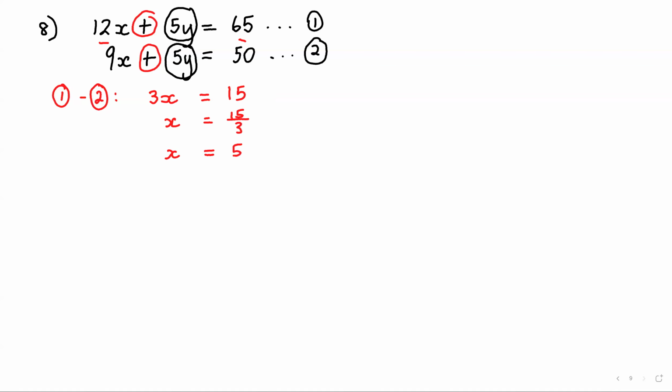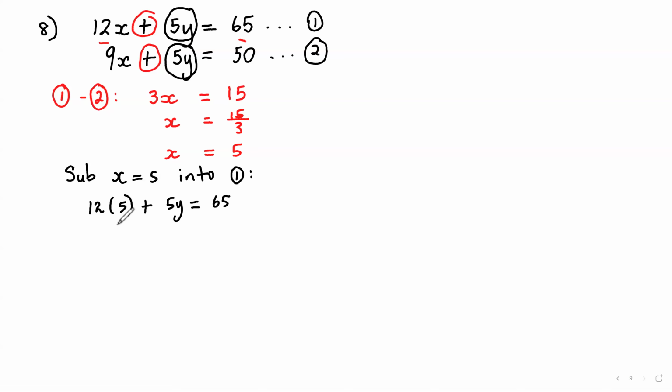And since I got x is equal to 5, I now substitute that x is equal to 5 into any one of the equations. Let's do equation 1. So that would be 12 times 5, since it's 12 times x. So 12 times 5 plus 5y is equal to 65.